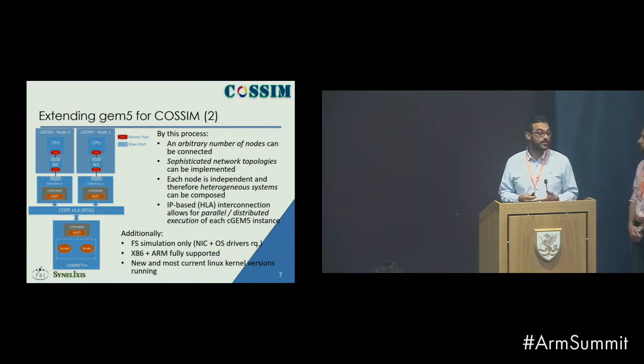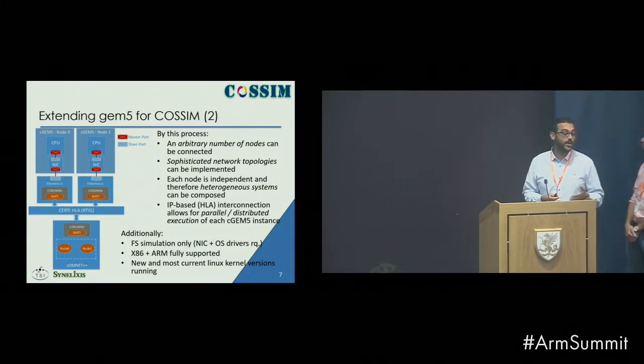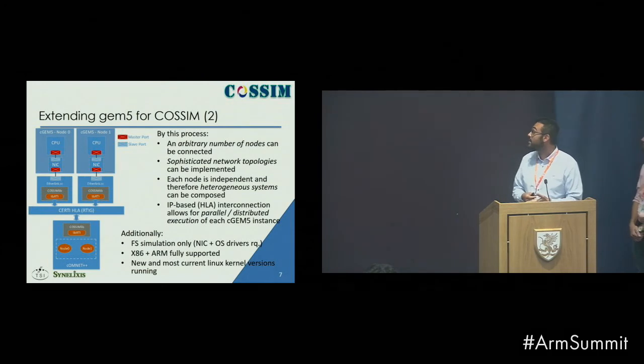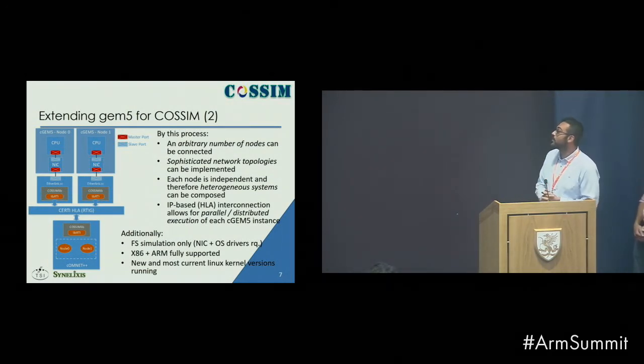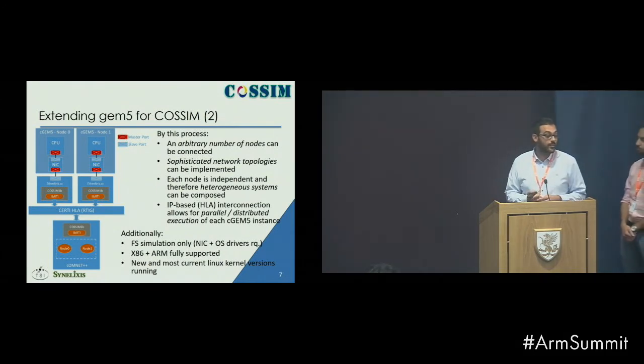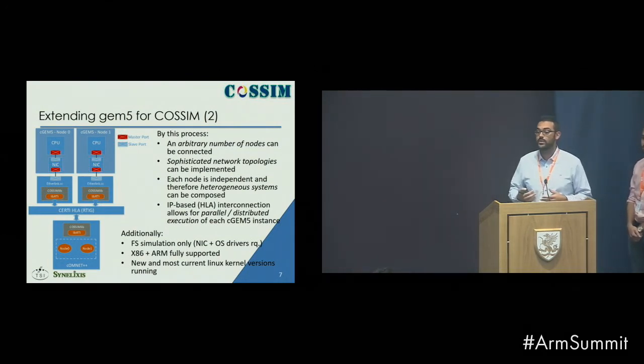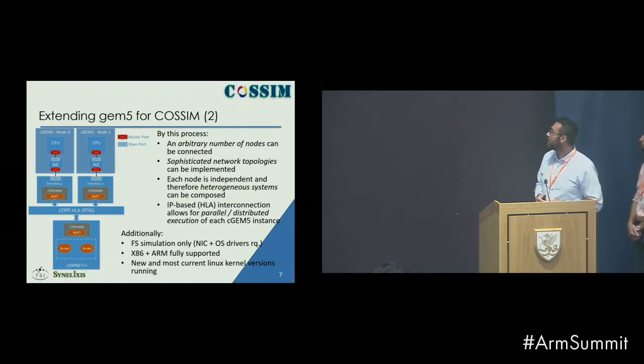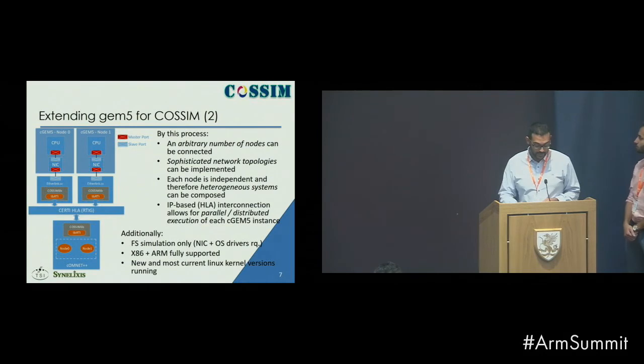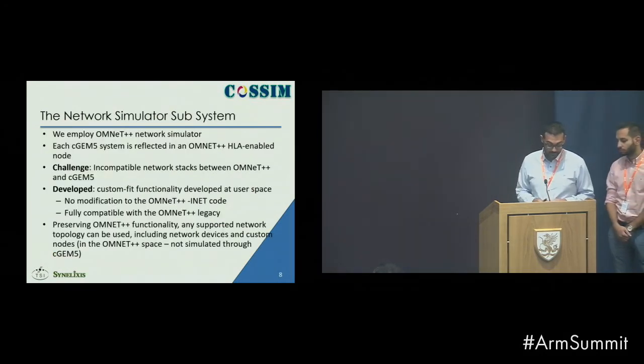Now, this requires some libraries to be implemented, but also restricts the use of GEM5 to only full system simulation, because we need an operating system and the network interface card. But at the moment, we fully support x86 and ARM processors. We have not tested other ISAs, but I believe that there is no reason not to have support for that. And we also have to build some more updated versions of the Linux kernels that we are running.